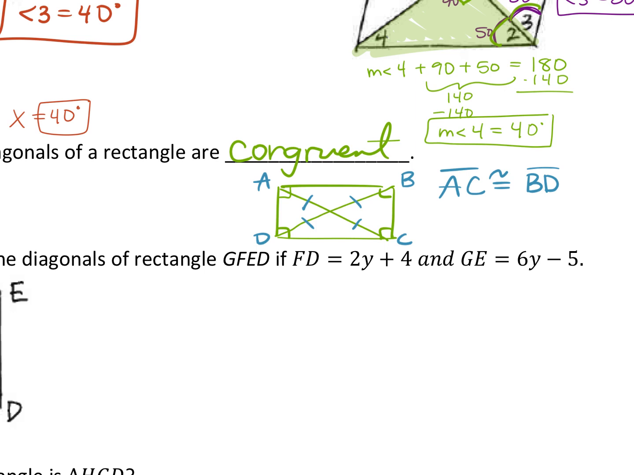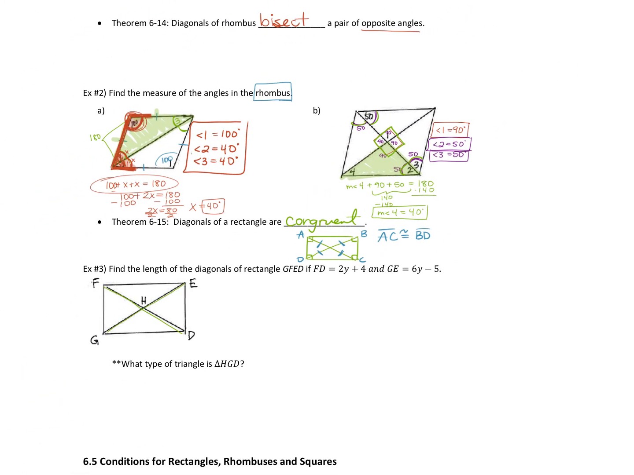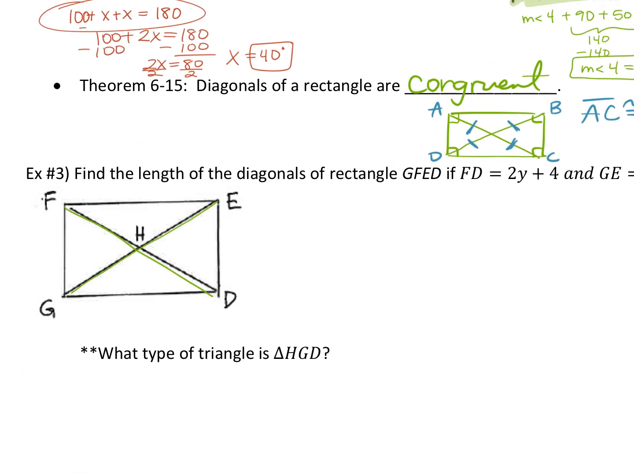So does anyone know why we know then that all 4 pieces are congruent? Couldn't it be that the big one's congruent to the big one, but the other parts are not? It could be. But we know that the diagonals of a parallelogram bisect each other, right? So if the whole thing is equal, then when these bisect, all 4 of those little pieces have to be equal as well. Okay? So diagonals of a rectangle are congruent.